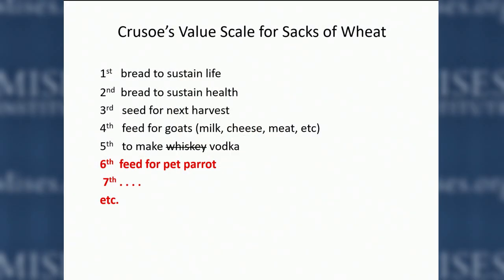So let's say that Robinson Crusoe is alone on an island, and there's some wheat growing, and he knows how to harvest the wheat, and he harvests the wheat. And let's say that he has 5 sacks of wheat. Okay, how's he going to use those sacks of wheat? Well, he's going to economize. And so we have here his value scale.